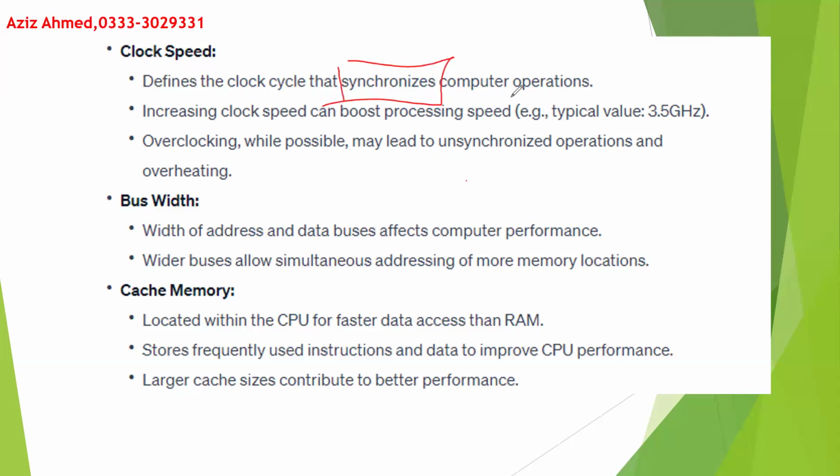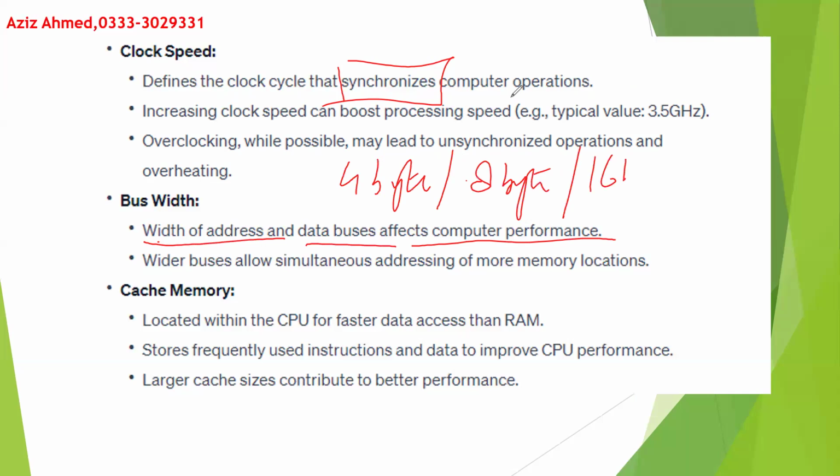The second factor is bus width. The width of address and data buses affects computer performance. Bus width of 4 byte is slower than 8 byte, and 8 byte is slower than 16 byte, or 32 byte. So if you increase the number of bytes of bus width, computer performance will increase. You got my point?